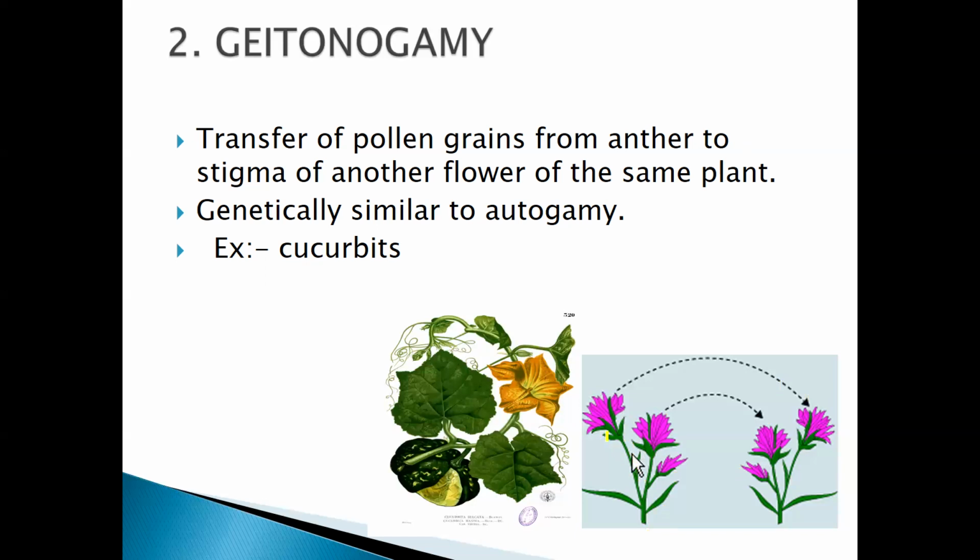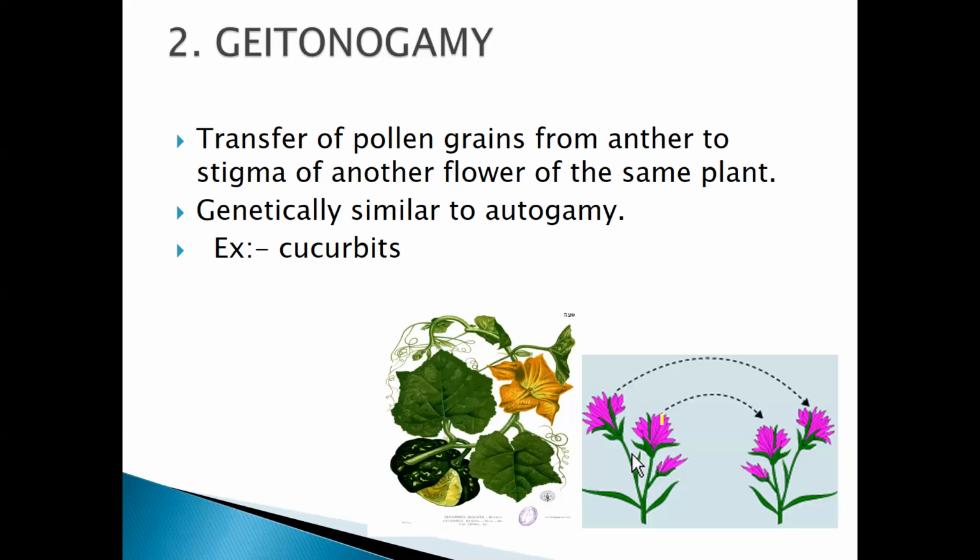So what happens? The pollen grain from this flower will pollinate this flower. Clear? The pollen grain from this flower will pollinate this flower within the same plant. Both the flowers are in the same plant, but the transfer of the pollen grains takes place from this flower to this flower. So it is known as Gaitanogamy, and it is one of the self-pollination processes.